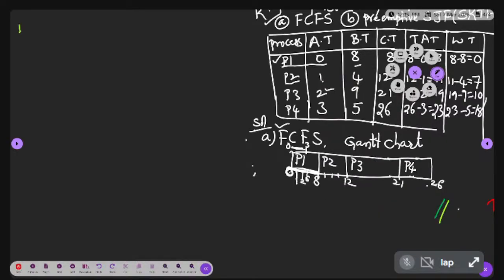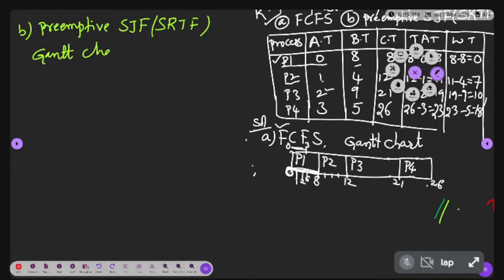Next, preemptive. Note down this one. Preemptive SJF is also called SRTF, shortest remaining time first. For this also we need to draw the Gantt chart. Once the Gantt chart is over, almost the problem is over.